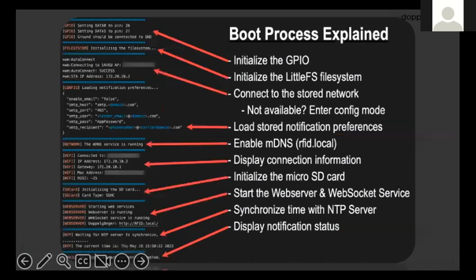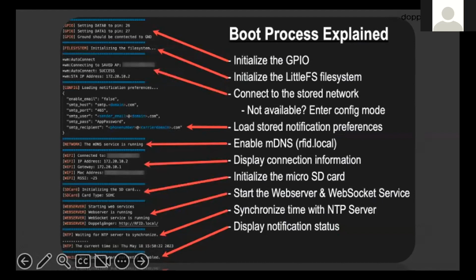Boot process. So a bit about the boot process. Initially, it fires up the GPIO, so it tells the ESP-32 where to be looking for card data. It initializes the little FS file system. The only thing that's stored on that file system is the configuration settings. So if you submit your email credentials in there, we don't want that to go to the SD card. We want that to go on the device itself where it's protected at rest. So that's the one thing that's stored there. Other than that, you really don't need the little FS on there.